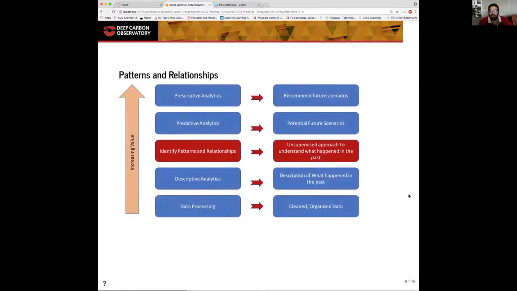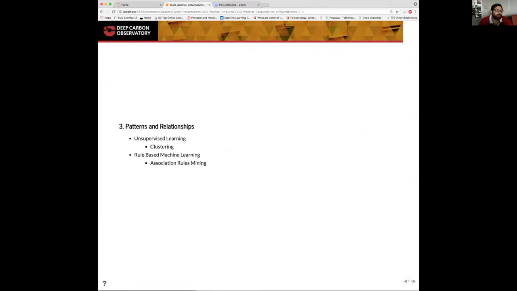The next step is identifying patterns and relationships. Once we have a general understanding, we try to explore what hidden trends might be in the data set that we're exploring. The two approaches we're going to explore here are a clustering approach and an association rules mining approach. Both of these are unsupervised approaches since there are no outputs available for this data. There's a wide variety of algorithms that can be used for each of these tasks.